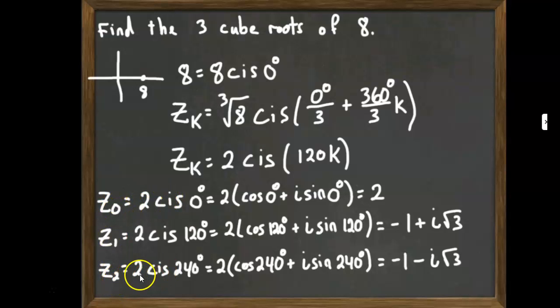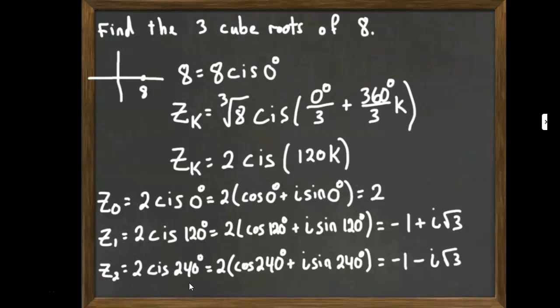Because for k equals 3, that would be 2 CIS 360, which 360 is the same as 0. That's why we only go up to 1 less than the number. So we go 0, 1, 2, and then that's it.